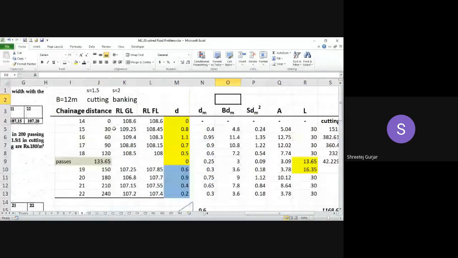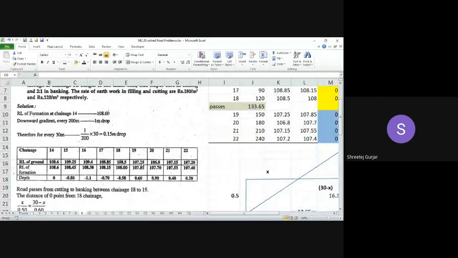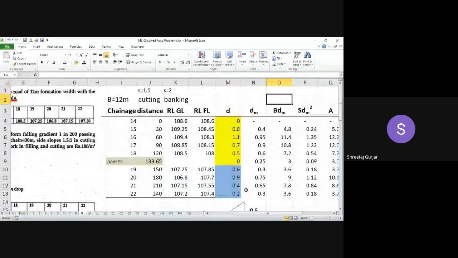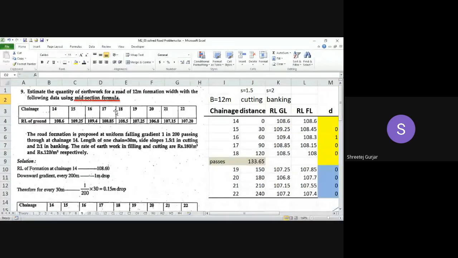Once you prepare a table and then you find out that you have to include one row, you cannot do that in your book. So you have to prepare the table once more. To avoid that, prepare first this smaller table, find out x, and then go for this table. So this is using the mean depth formula, your mean depth or mid section formula.